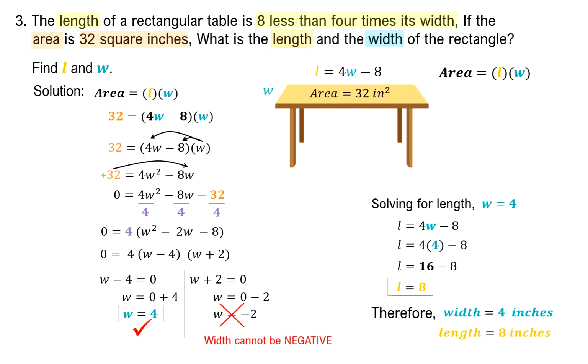So, again, yung width natin is 4 inches, yung length is 8 inches. To check yung area natin, we simply multiply yung length times width. So, 4 times 8, that is 32. 32 square inches. So, tama. So, this would be our length and width for example number 3.